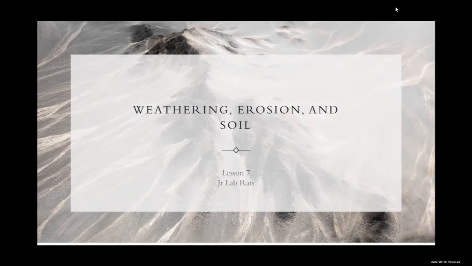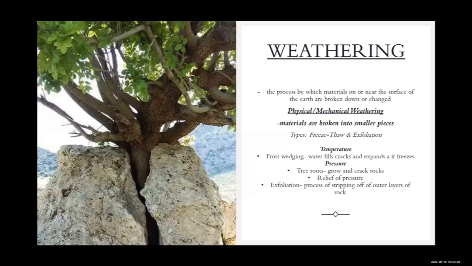All right, guys, today we're going to be talking about weathering, erosion, and soil. So what's weathering? Weathering, you guys know, is the process by which materials on or near the surface of the earth are broken down or changed. We have physical and mechanical weathering, and this is when materials are broken into smaller pieces. We have certain types. This would be freeze thaw, and exfoliation.